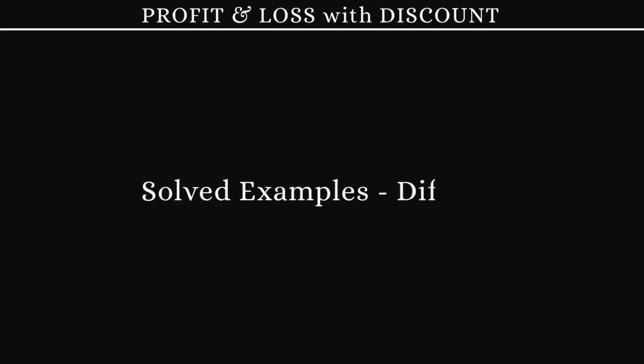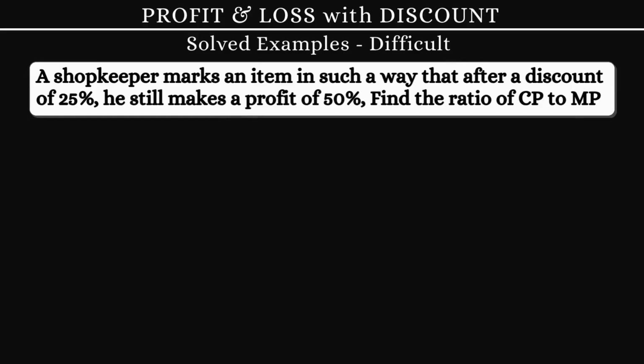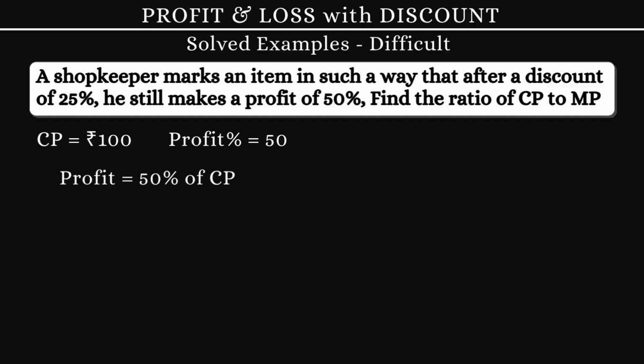Now let's move on to slightly more difficult questions. A shopkeeper marks an item in such a way that after a discount of 25%, he still makes a profit of 50%. Find the ratio of cost price to marked price. Here, as usual, let's assume the cost price to be 100 rupees. The profit percentage is given as 50%. The profit amount will be 50% of the cost price. So 50 by 100 of 100 is 50 rupees.